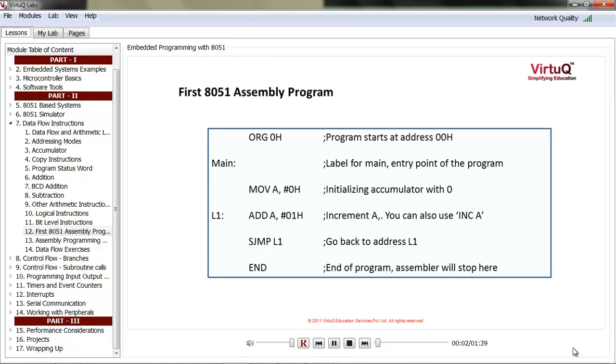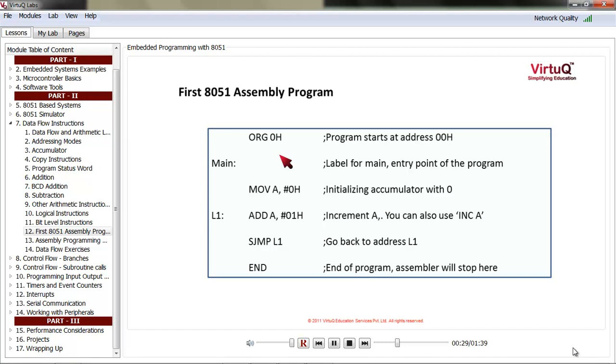Let us go over our first assembly program. The program starts with an org directive. Org is followed by an address. Org says that the following statements, which may be instructions or initialization of data, are placed starting from the given org address. So in the example here, all the instructions will be put starting from address 0.